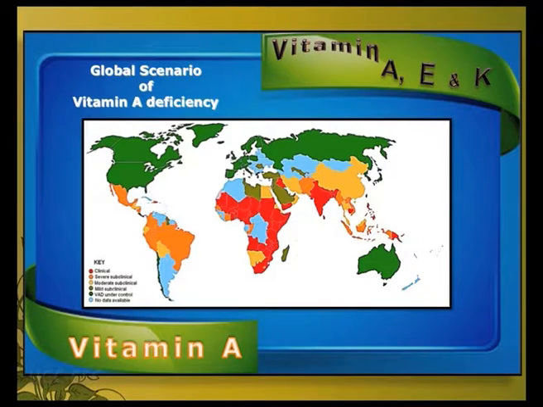The global scenario of vitamin A deficiency is very alarming. This picture shows that inhabitants of the entire Indian subcontinent and the continent of Africa are severely affected by vitamin A deficiency, and the status of deficiency is clinical.